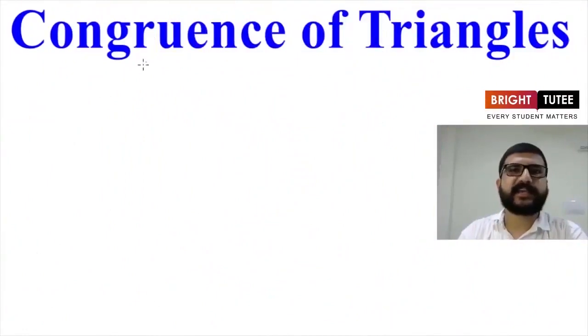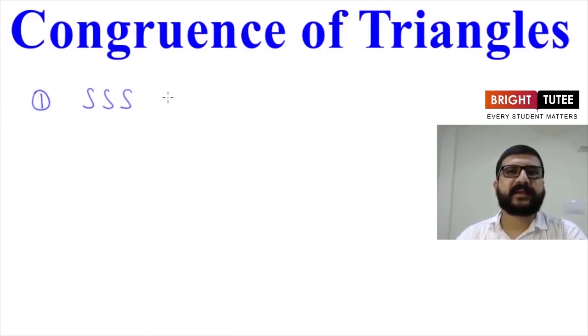Hello students, in congruence of triangles, we have studied 4 criteria of congruency. The first one was SSS. It is side, side, side. It says if all the 3 sides of a triangle are correspondingly equal to all the 3 sides of another triangle, then the triangles are congruent triangles.